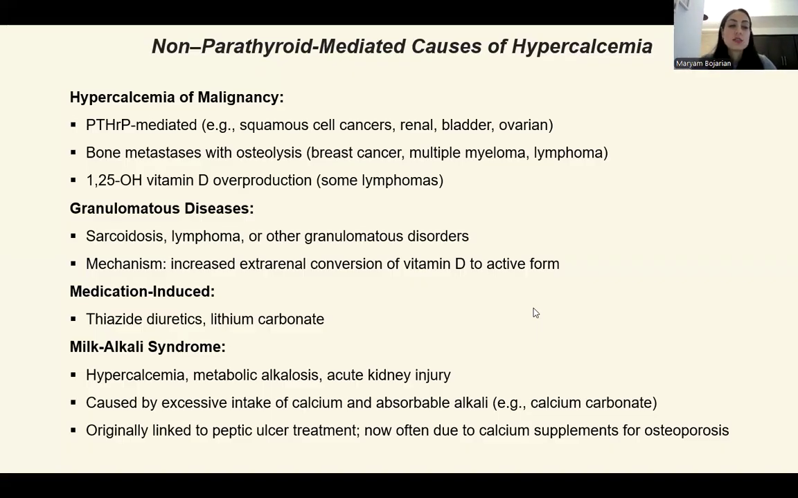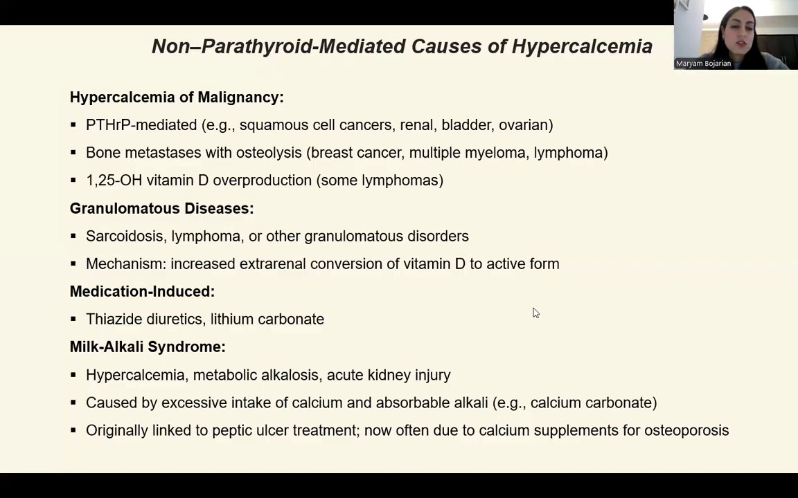In terms of medication, always check a patient's medication list. If someone is taking thiazide diuretics or lithium, it can cause hypercalcemia with a low PTH level. And also milk-alkali syndrome. The patient has hypercalcemia, metabolic alkalosis, and acute kidney injury, caused by excessive intake of calcium, especially calcium carbonate or Tums, especially if the patient has prolonged peptic ulcer disease. If they take too much Tums, the patient can develop milk-alkali syndrome.